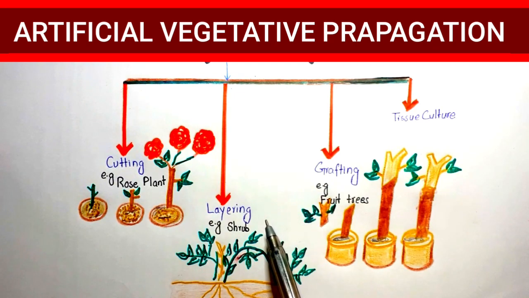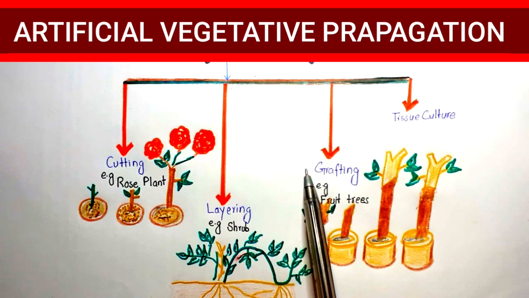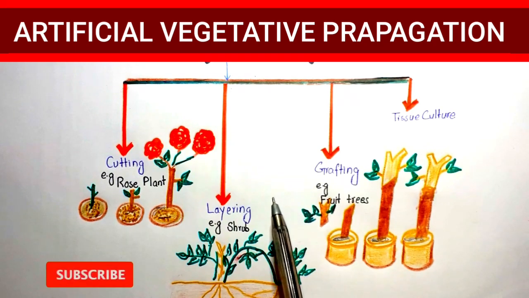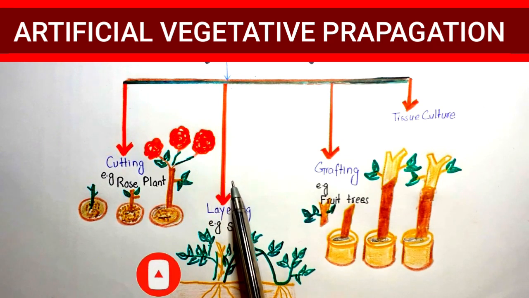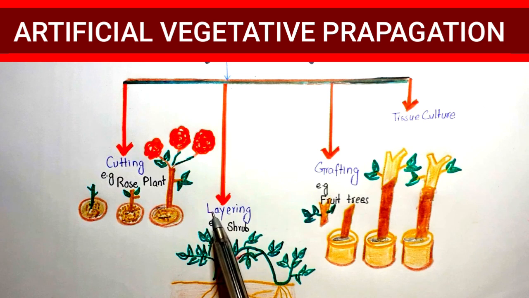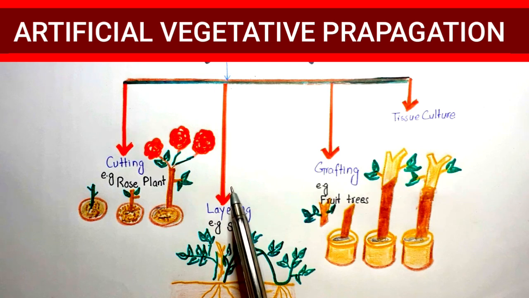In my next lecture, I will give the advantages and disadvantages of vegetative propagation, because our topic is vegetative propagation and we have discussed it in great detail. First we discussed natural vegetative propagation. Today we learned about the methods of artificial vegetative propagation, and inshallah in my next lecture I will tell you the advantages and disadvantages of this type of propagation.